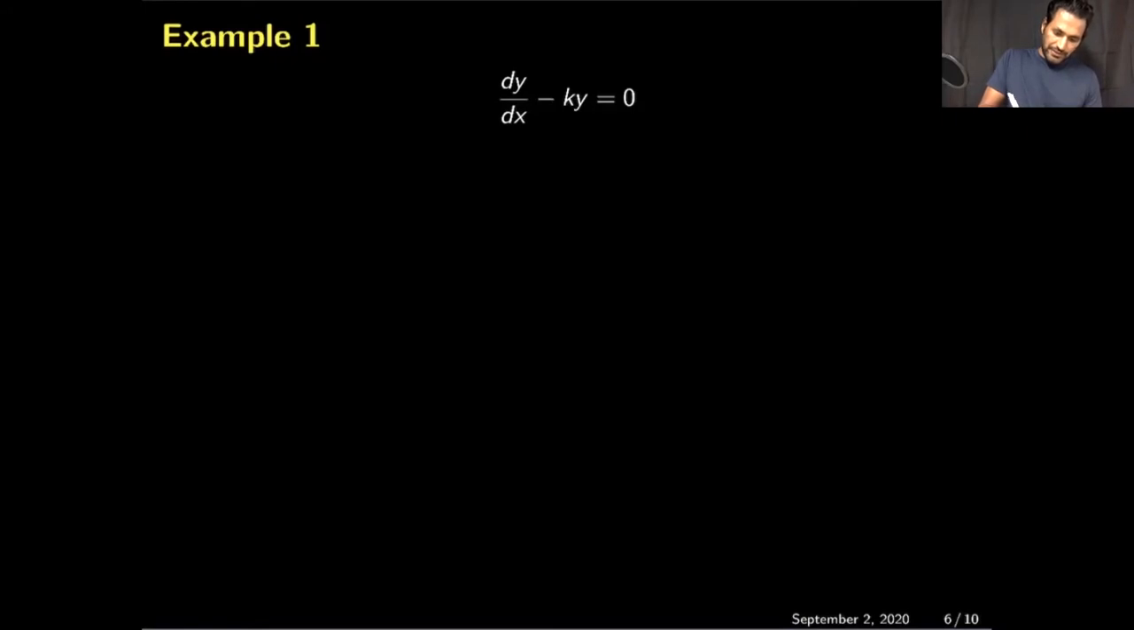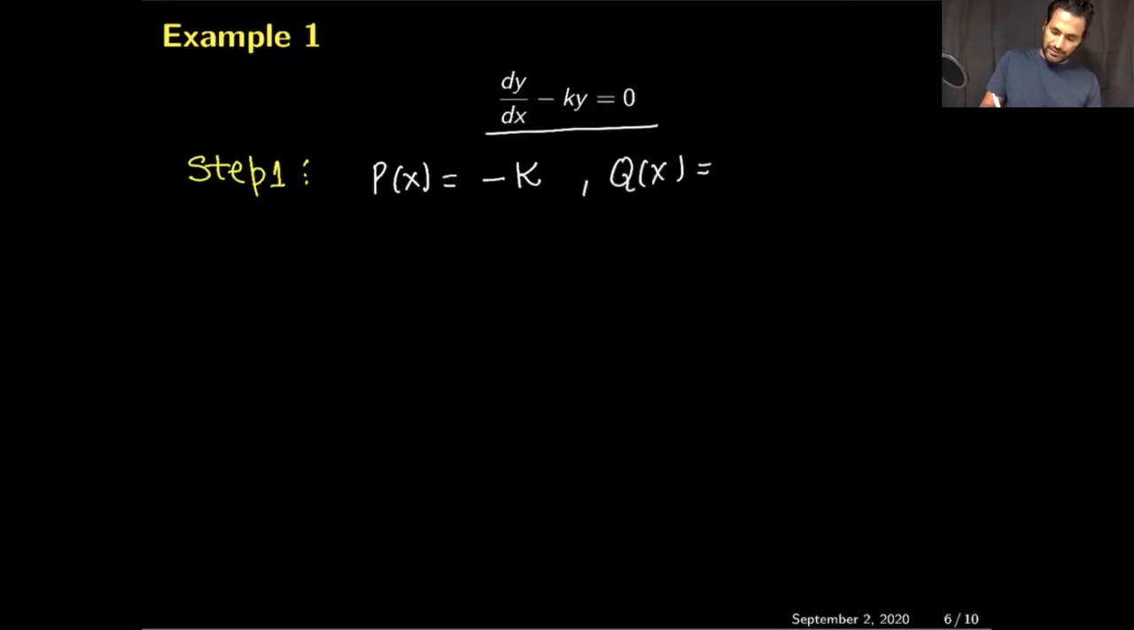So here, the first thing we have to do, in step number 1, is identify whether it is a first order differential equation or not. As you can see, it is, because it's also written in standard form. So first I will write what my function p(x) is, which is minus k, and my function q(x), which is on the right hand side, which is the function 0.